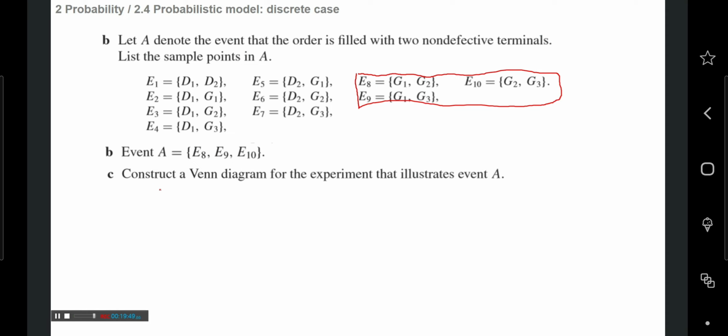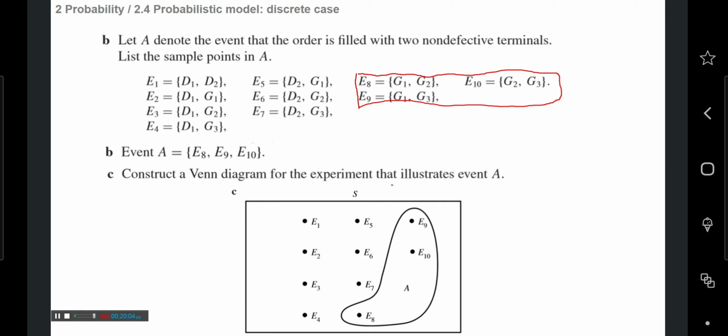Problem C: construct a Venn diagram for the experiment that illustrates event A. The Venn diagram contains all the simple points E1 to E10 in the sample space, and the event A contains E8, E9, and E10.